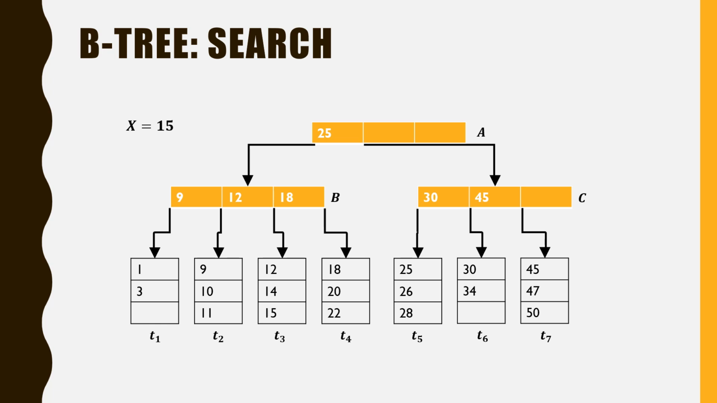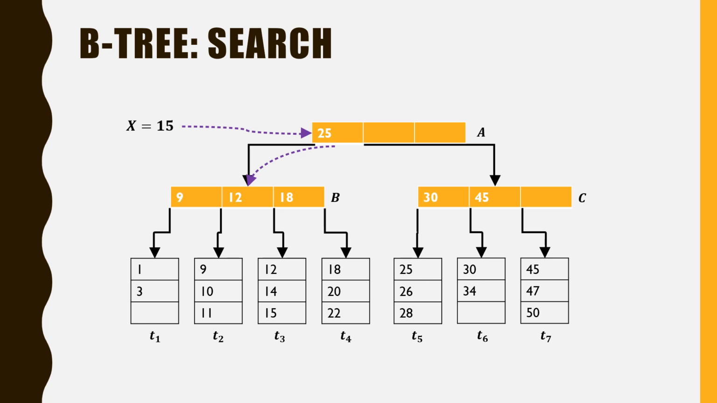To illustrate the search process in a B-tree, let's walk through an example by searching for the value 15. First, we load the root node into main memory. We compare X with the key stored in the root and find that X is smaller than the first key.